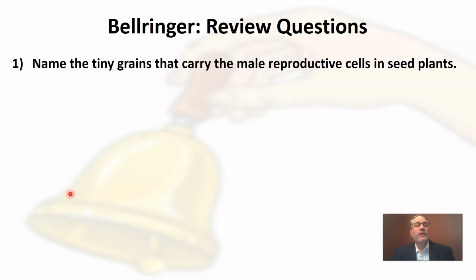Our first review question is, name the tiny grains that carry the male reproductive cells in seed plants. We said that since plants are not able to move around their environment, it's important that these tiny grains can be moved around to allow for reproduction. Hopefully you were able to remember that this is pollen.